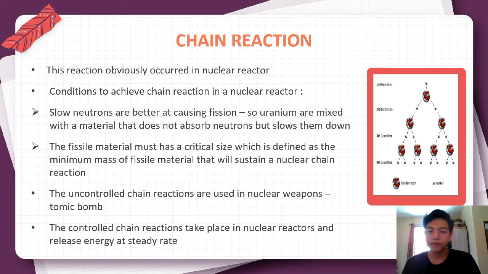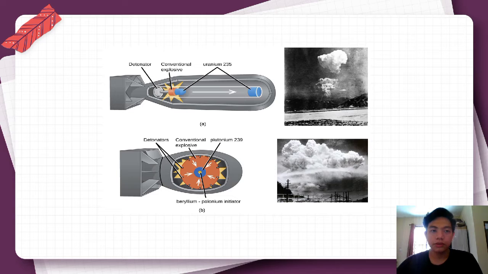Chain reaction also occurs in a nuclear reactor, and these are the conditions to achieve a chain reaction in a nuclear reactor: firstly, slow neutrons are better at causing fissions. Secondly, the fissile material must have a critical size, which is defined as the minimum mass of fissile material that will sustain a nuclear chain reaction. Then, the uncontrolled chain reaction is used in nuclear weapons, for example, the atomic bomb. And the controlled chain reaction takes place in nuclear reactors and releases energy at a steady rate. So, this is an example of an atomic bomb.